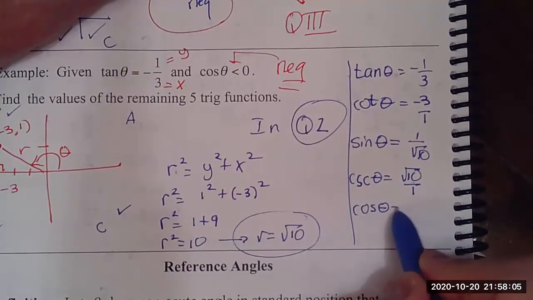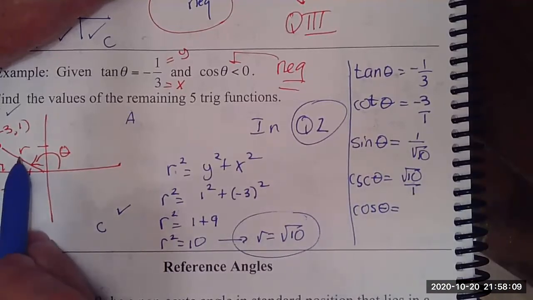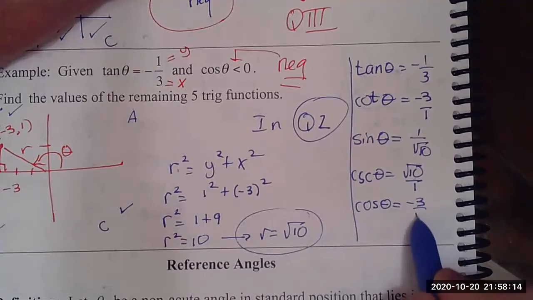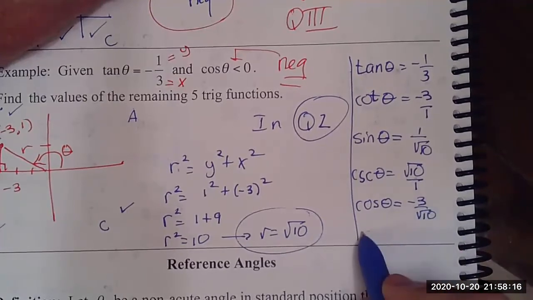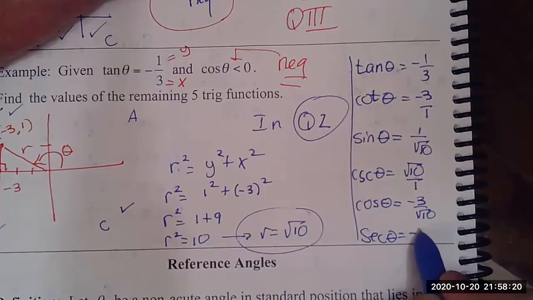Cosine of theta is x over r. That's negative 3 over r, negative 3 over root 10. And secant theta is equal to negative root 10 over 3.